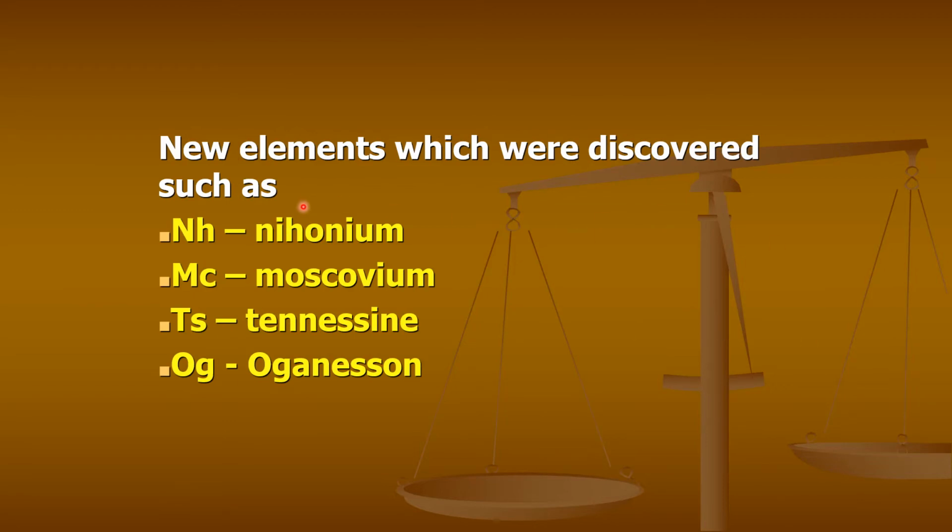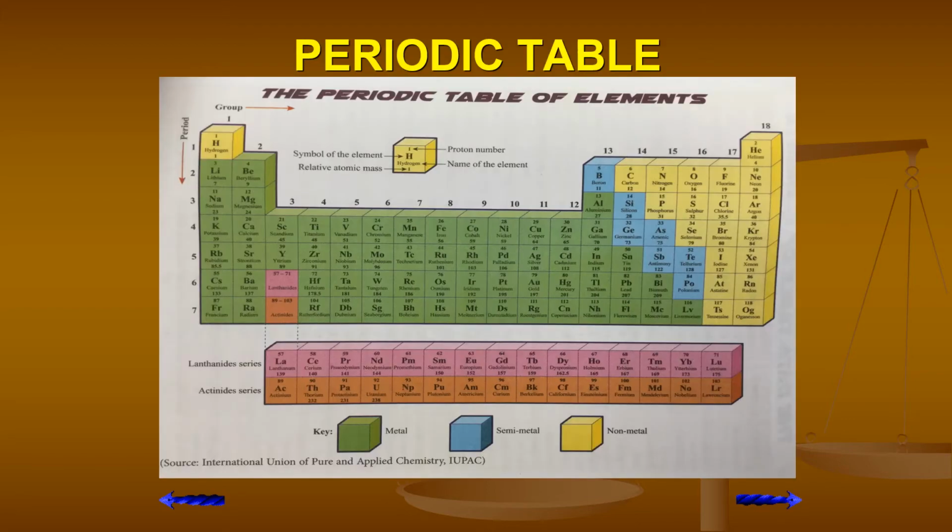We have 4 new elements which were discovered, which is Nh, nihonium, maybe from Japan, moscovium, Moscow maybe, tennessine, Ts, and oganesson. So I think this is the new one. Yeah, we have here moscovium, livermorium, tennessine, and oganesson. Empat tu dia dah masuk kat bawah ni.